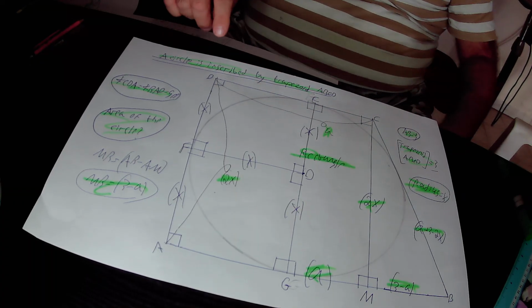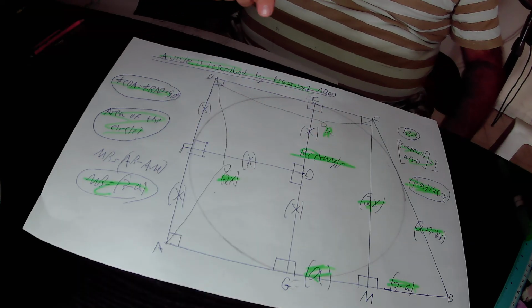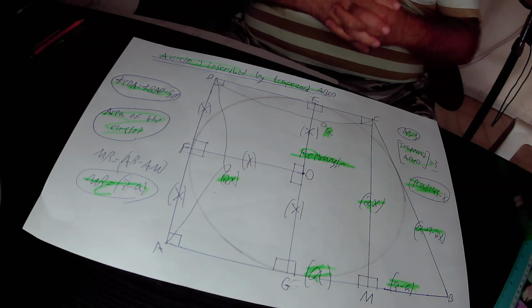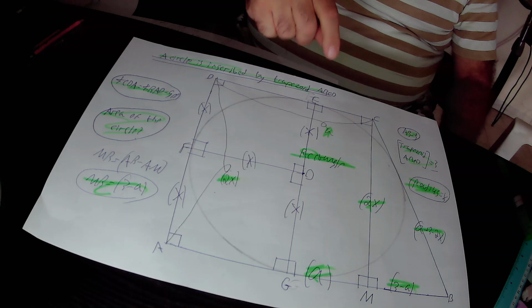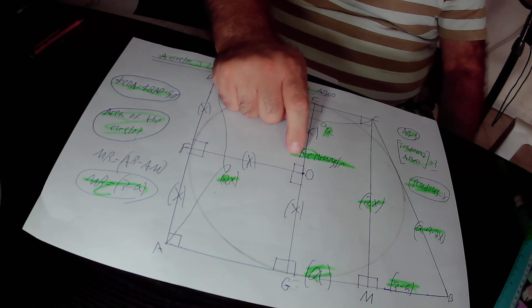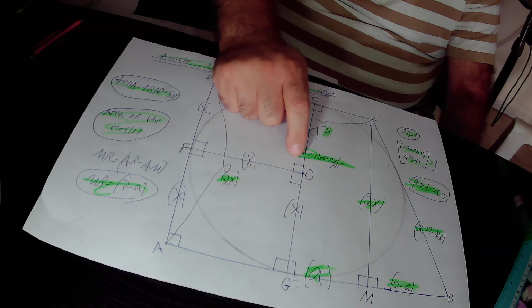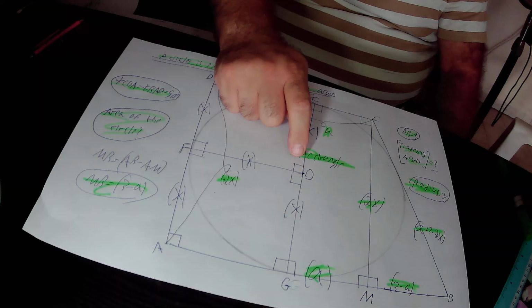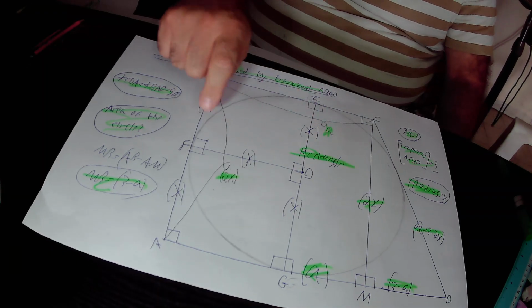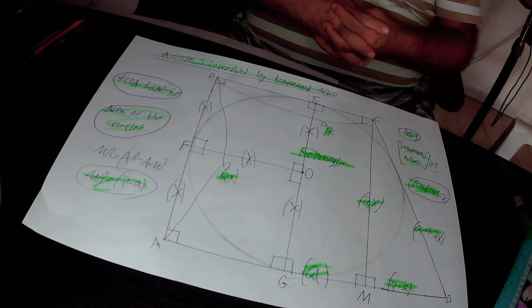So in the upper quadrilateral DEOF, we have 1, 2, 3 right angles. The sum of 3 right angles is 270 degrees, so 270 degrees plus the fourth angle in total must equal 360 degrees, according to the rule that the sum of the angles in any quadrilateral is equal to 360 degrees. And therefore this fourth angle must equal 90 degrees. So in quadrilateral DEOF we have 4 right angles. Therefore quadrilateral DEOF is a rectangle.